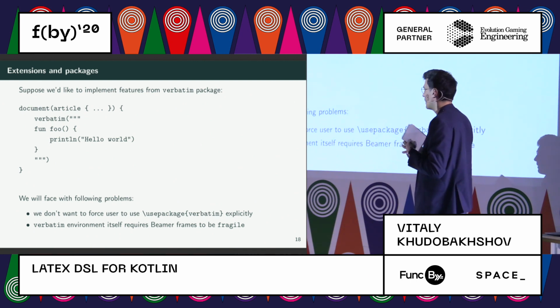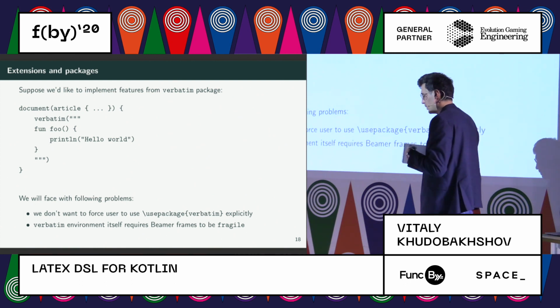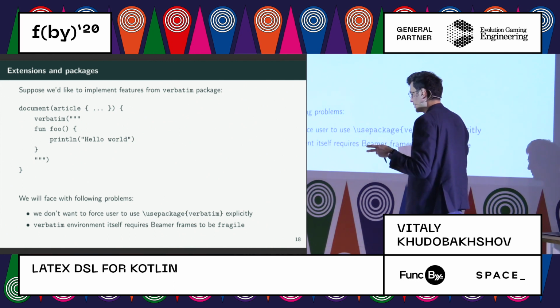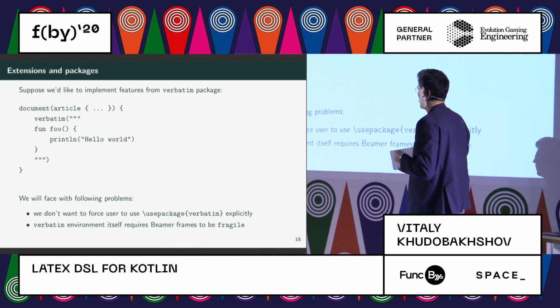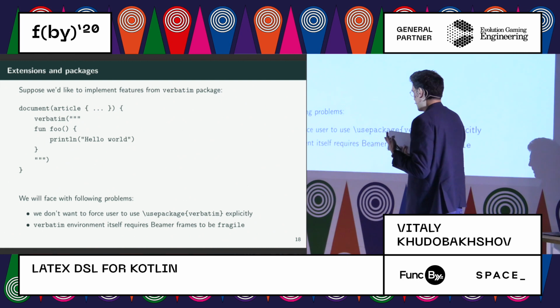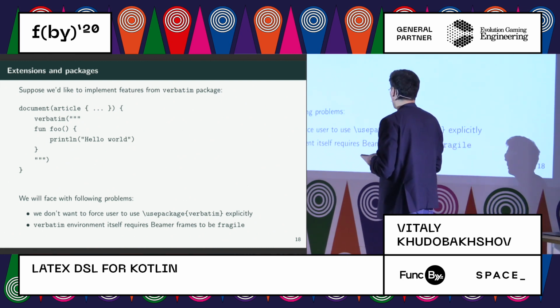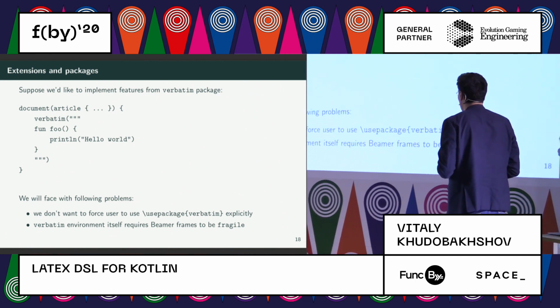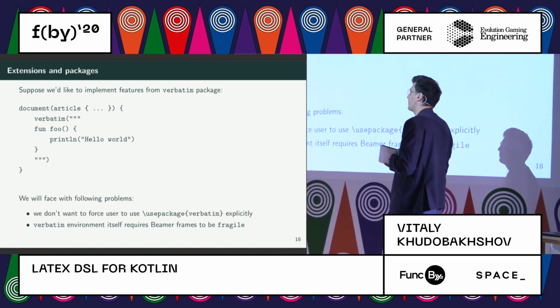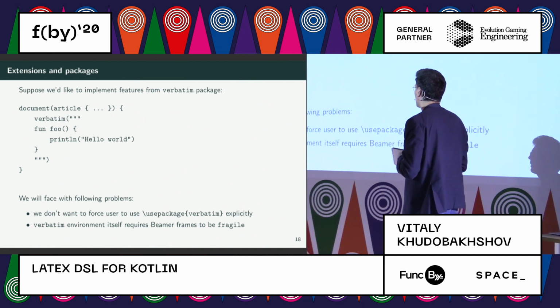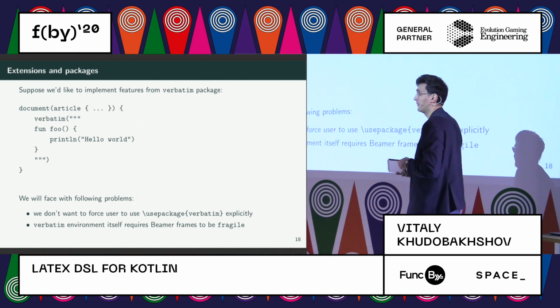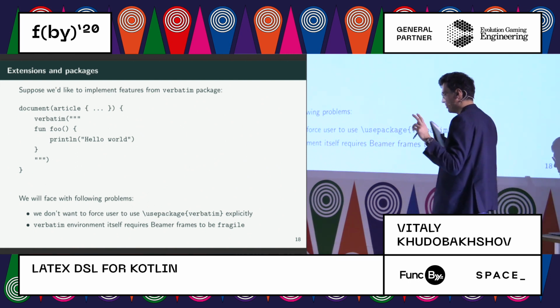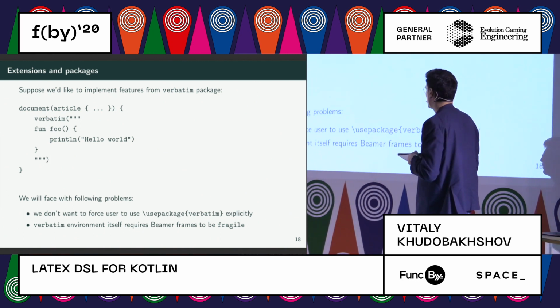I mean, if you are implementing a library for DSL, you have to import such a package in your Kotlin code, and I don't want to import the LaTeX package which is related to this piece of Kotlin software. So verbatim environment itself requires beamer frames to be fragile. This is one of the biggest problems here. This means that if you are trying to use verbatim tag in frames, you must change the signature of the frame itself. So we need some kind of AST, I mean abstract syntax tree, and we have to navigate to the root object here.